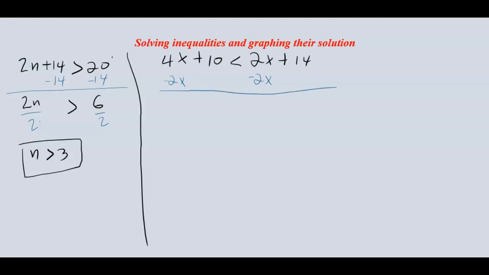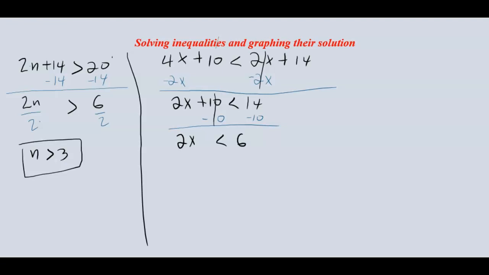So when you do that, 4x minus 2x is 2x, and then we still have that plus 10, less than, now we no longer have the x term on the right, but we still have that 14. Now what we can do is subtract 10 on both sides. So we've got 2x, 10 minus 10 is 0, so that's gone. So we've got 2x is less than, 14 minus 10 is 6.